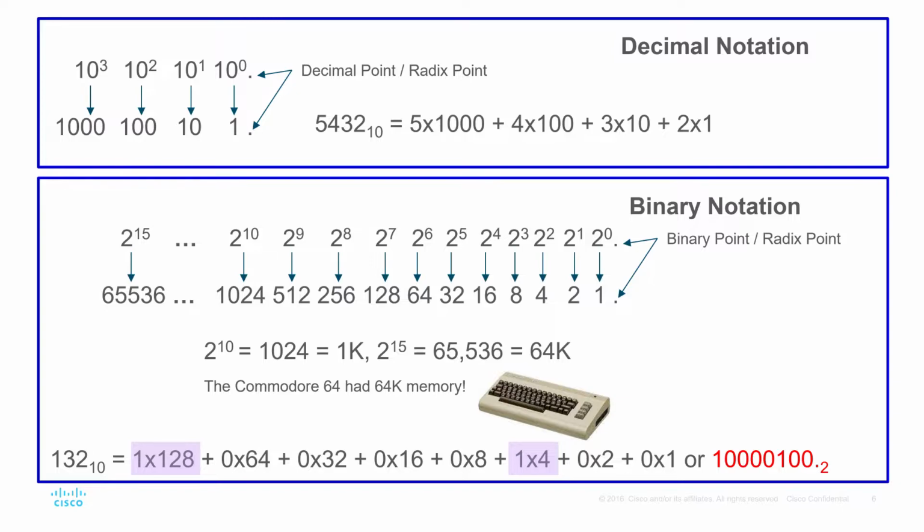If I wanted to convert a decimal number into binary, such as 132, it would be 1 times 128 plus 1 times 4, giving us a binary number of 1, 0, 0, 0, 0, 1, 0, 0. There are multiple ways to convert a decimal number into binary, as we will see in the next slide.